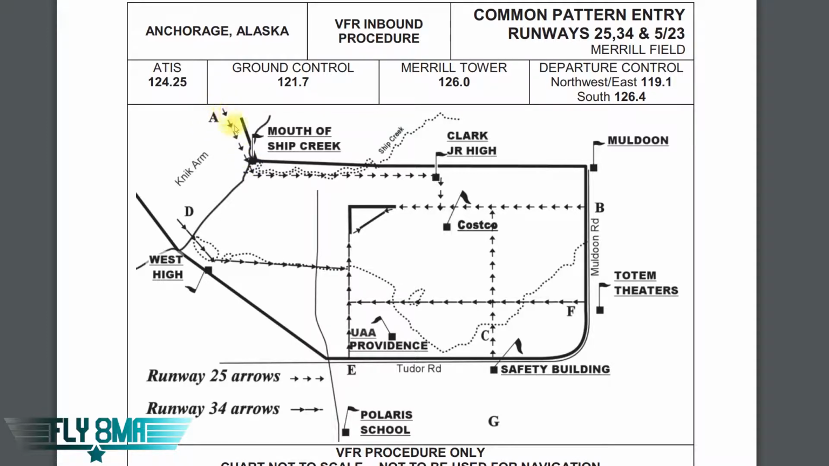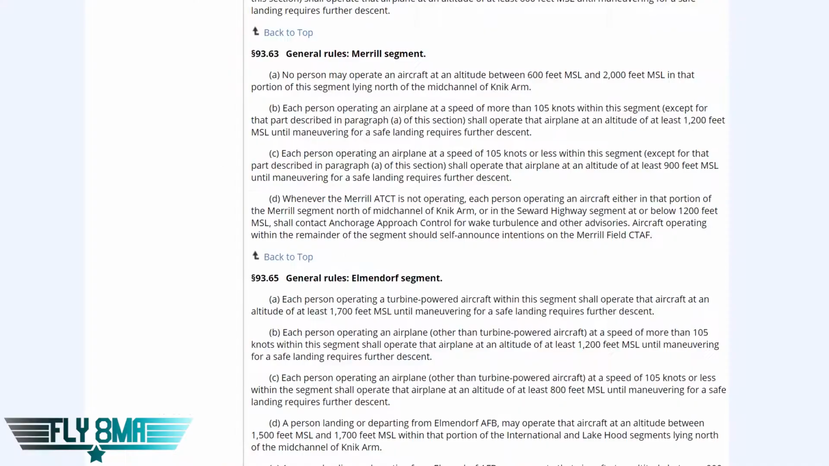We need to be below 600 feet or above 2,000 feet, and preferably 2,000 feet or above crossing here, because that rule also says to us that when you're operating an airplane at a speed of less than 105 knots within the segment in Merrill's airspace, they want you to operate at least 900 feet MSL until maneuvering for a safe landing requires further descent. Traffic pattern altitude at Merrill is 900 feet.